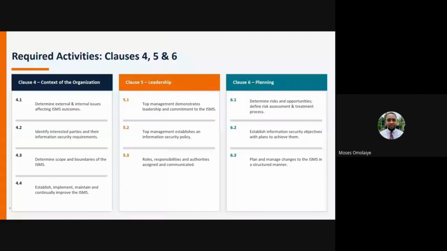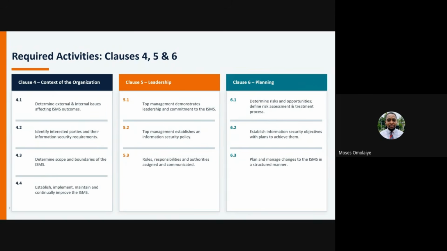So what are the things that need to be done? You have to determine the external and internal issues that could affect the outcome of the information security. So it could be external, could be things like regulatory bodies and all of that, laws. Internal could be training, capacity. Then you identify interested parties and their information security requirements. Stakeholders, staff are interested parties too. Then you determine the scope and boundaries of their ISMS.